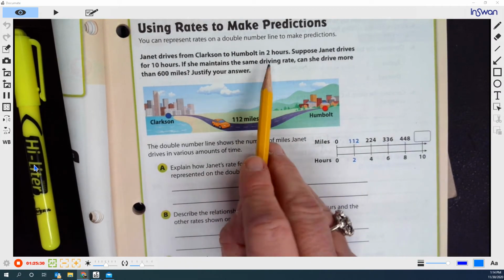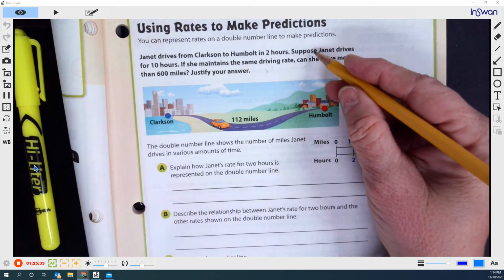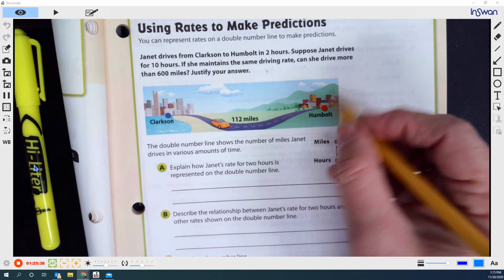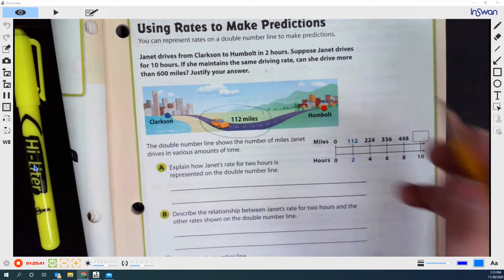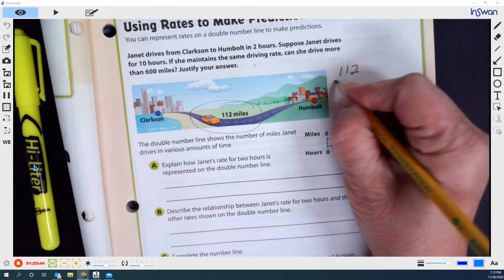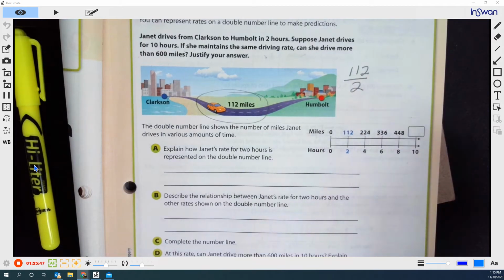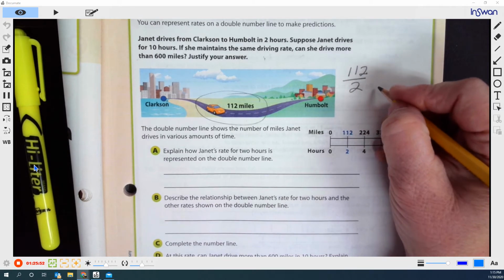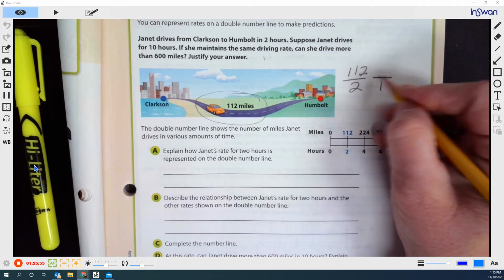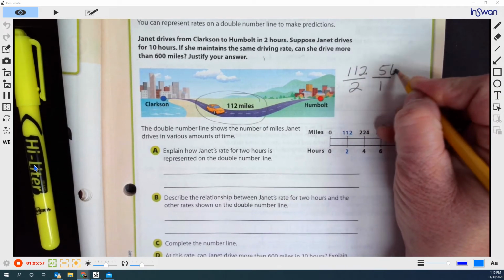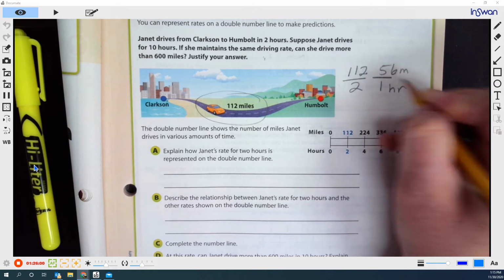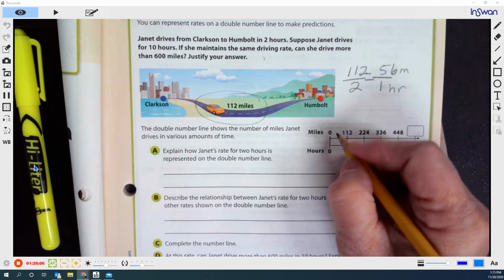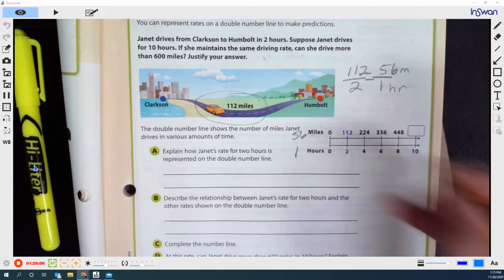We know that it takes her 2 hours to go from Clarkson to Humboldt. And we know that the distance from Clarkson to Humboldt is 112 miles. So she's going to go 112 miles in 2 hours. Does everybody see that? So what that means is in 1 hour, she would go 56 miles. I always like to solve for the unit rate right off. So 112 and 2, and it would be 56 miles in 1 hour, just so that we can see it.